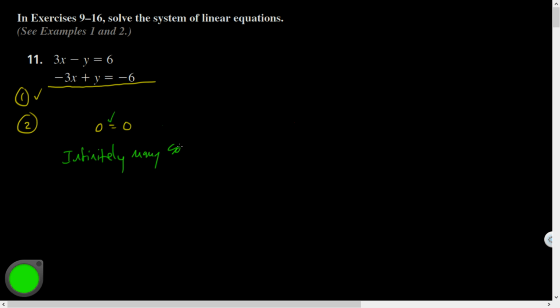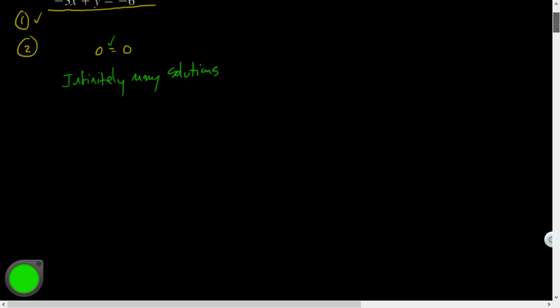Infinitely many solutions. Very good. If my variables disappear and it ends up being a false statement, like 0 equals 2, then I would have no solutions, and the lines would have been parallel. So I'm expecting that graphically these would have been the same lines, and that's what would have occurred.